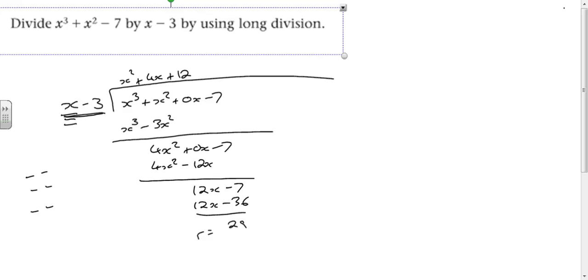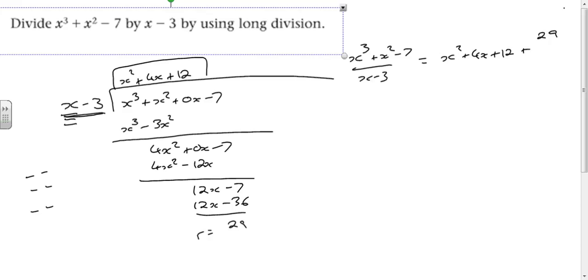So when we do this, we can write that x cubed plus x squared minus 7 divided by x minus 3 equals, and we've got our answer here, which is x squared plus 4x plus 12 plus a remainder of 29. And when we write our remainder, we write what it was being divided by, so x minus 3. Again, that's an important thing to do, so make sure you've got that written down and highlighted in your notes. We do our answer, which was this one here, plus our remainder, which was 29, over x minus 3.